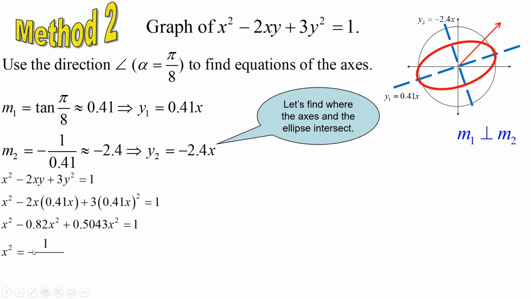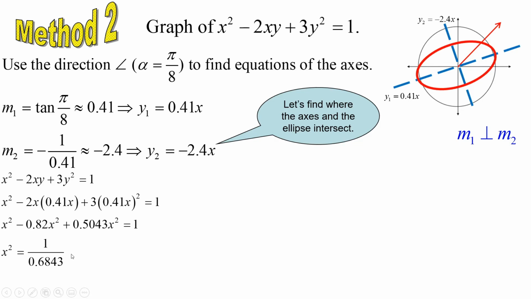So that means x squared would have to equal 1 divided by, and let's find out what that divisor would be. I'm going to use my calculator again, and I'm going to go 1 minus 0.82, and then a plus 0.5043. Double check that. 1 minus 0.82 plus 0.5043. And I'm getting 0.6843. So make sure you see what we did on that step.